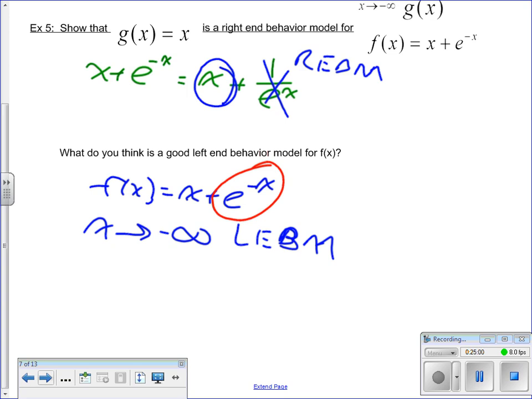It's an intuitive thing. It's not so much a proof. Can you prove that it is? You kind of have to just demonstrate and explain. Usually, if I ask them on the test, I would say, use your end behavior models. What's the end behavior model for this? That's the only type of question I've ever seen.